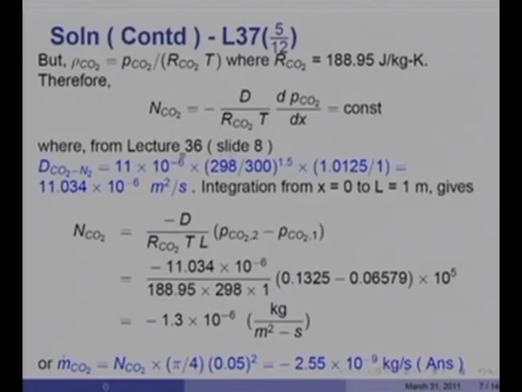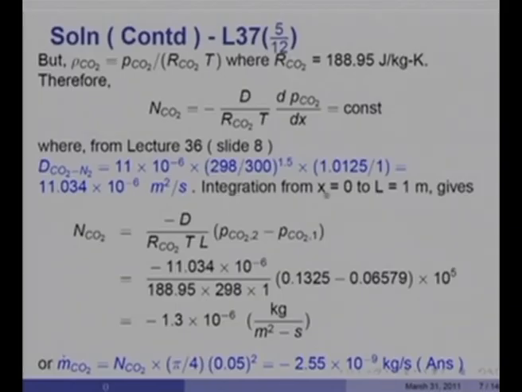Now, from our previous lecture, you can check that the diffusivity of CO2 in nitrogen is 11 into 10 raised to minus 6, 298 divided by 300 to the power 1.5. Since our pressure is in bar, whereas 1 atmosphere is equal to 1.0125 bar, and our temperature is 25 degrees centigrade, it is 298 divided by 300. So, you get 11.034 into 10 raised to minus 6 meter square per second.